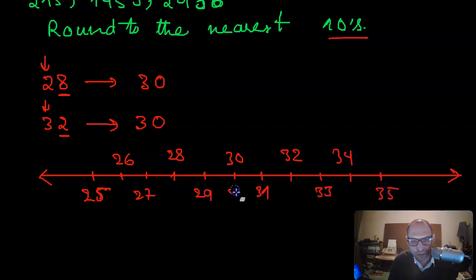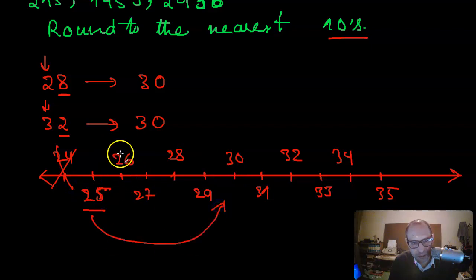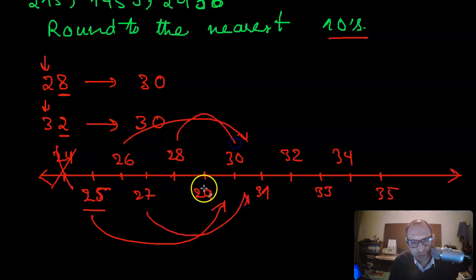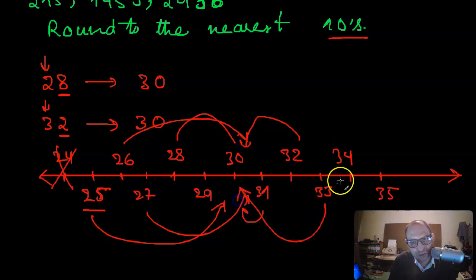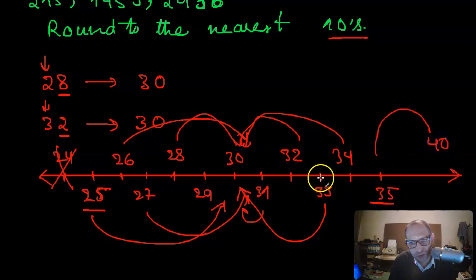Okay, now suppose that the number is a 24. If it's a 24, it's rounded down to a 20, so it can't have been a 24. But a 25 is rounded to 30. A 26 is rounded to a 30. A 27 is rounded to a 30. A 28, 29, and so on. 31 is rounded down to a 30, 32 is rounded down to a 30, 33 is rounded down to a 30, 34 again rounded down. But then 35 is rounded up to a 40, right?